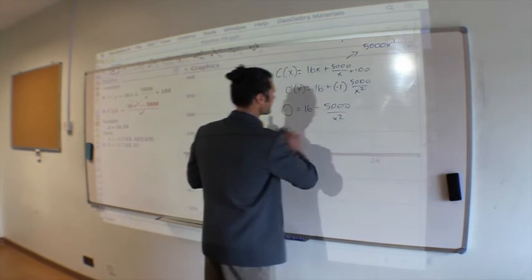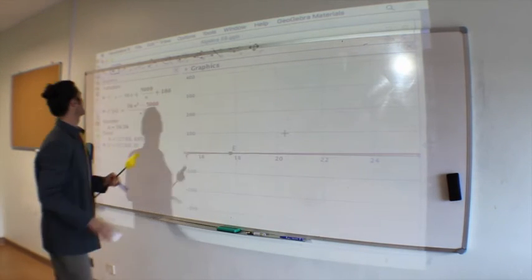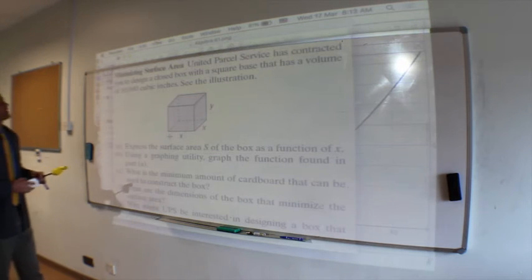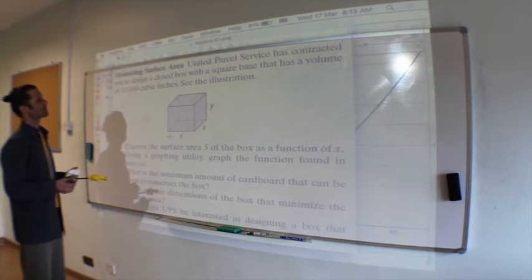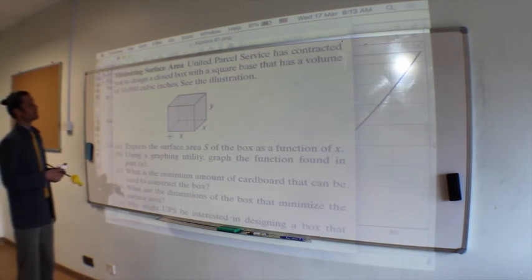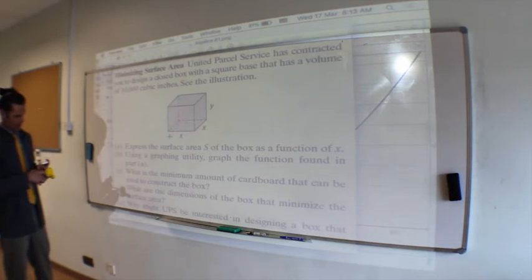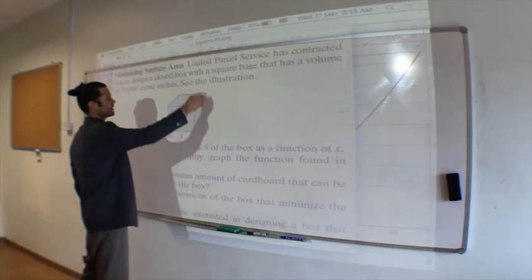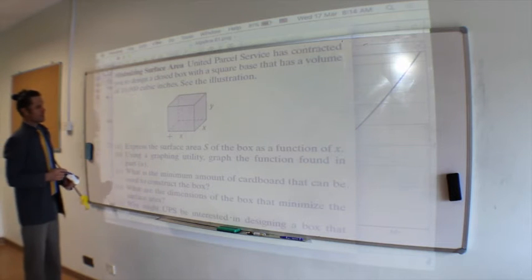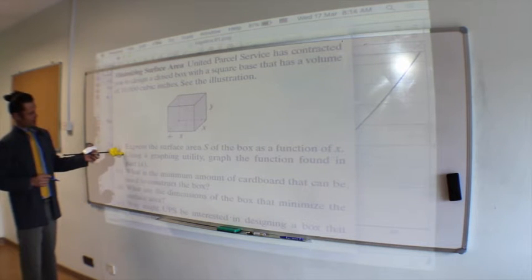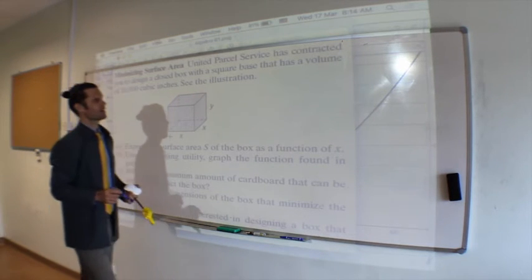Right, so moving on to the next problem. Let's look at minimizing surface area. So the UPS has contracted. You design a closed box with a square base that has a volume of 10,000 cubic inches. See the illustration. It's not a cube. We can see the bottom and top are squares, but the height here is different from the length and width. And so we want to find the surface area, graph the surface area, what's the minimum amount of cardboard that you need, what are the dimensions of the box.